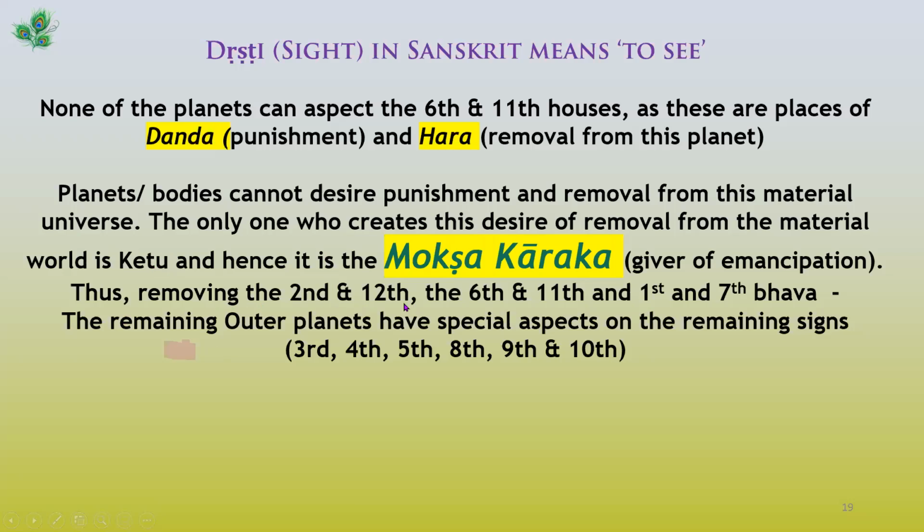Thus removing the second and 12th, sixth and 11th, and first and seventh bhava. If we remove all these, we are left with special aspects for the remaining signs. That is the third house, fourth house, fifth house, eighth house, ninth house, and 10th house. So essentially, second house and 12th house, nobody aspects. Sixth house and 11th house, no one aspects. And first house and seventh house, we've already seen that all planets aspect the seventh house except Ketu. So what that means is that if you remove all this band, you're left with third house, fourth house, fifth house, eighth house, ninth house, and 10th house.